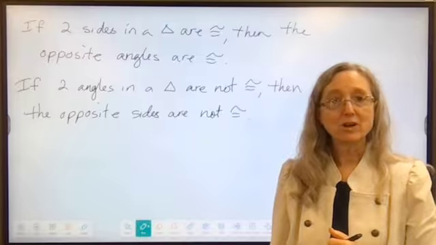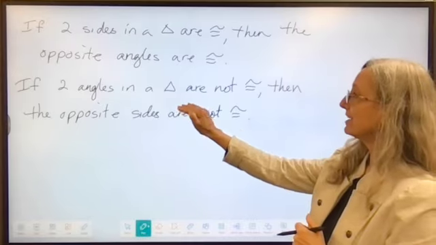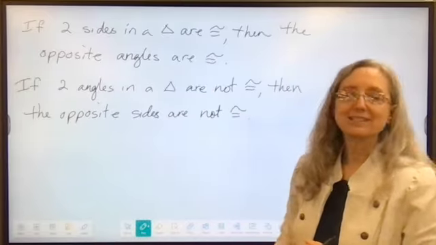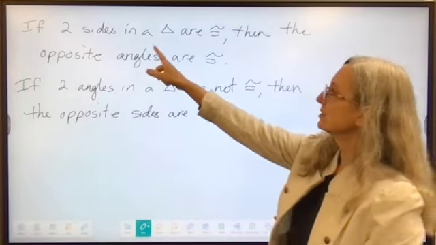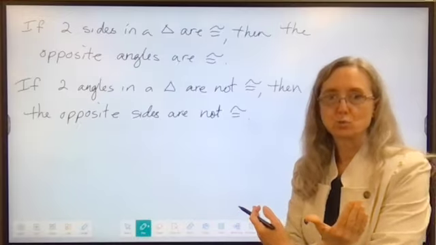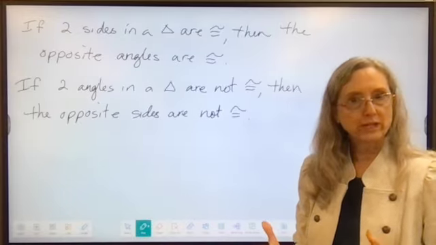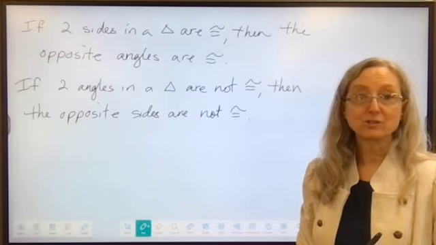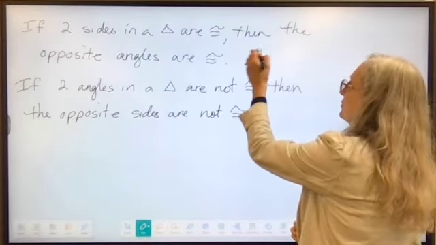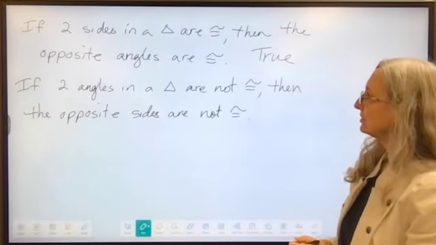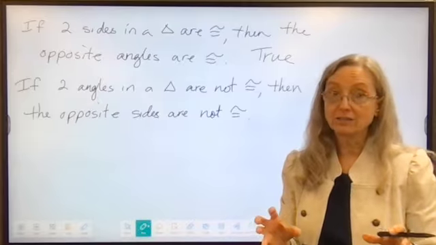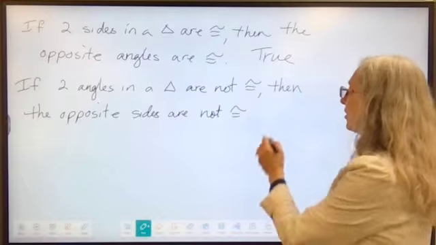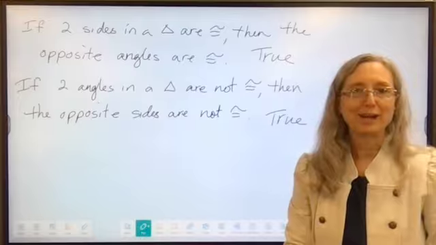Okay, so here is the contrapositive of my statement. If two angles in a triangle are not congruent, then the opposite sides are not congruent. This started with the sides, went to the angles, switched it, made it not. Now, were they true? If two sides in a triangle are congruent, then are the opposite angles congruent? Yes, that's true. If two angles in a triangle are not congruent, then does that mean the opposite sides are not congruent? Yes, it does. Also true. How did you do?